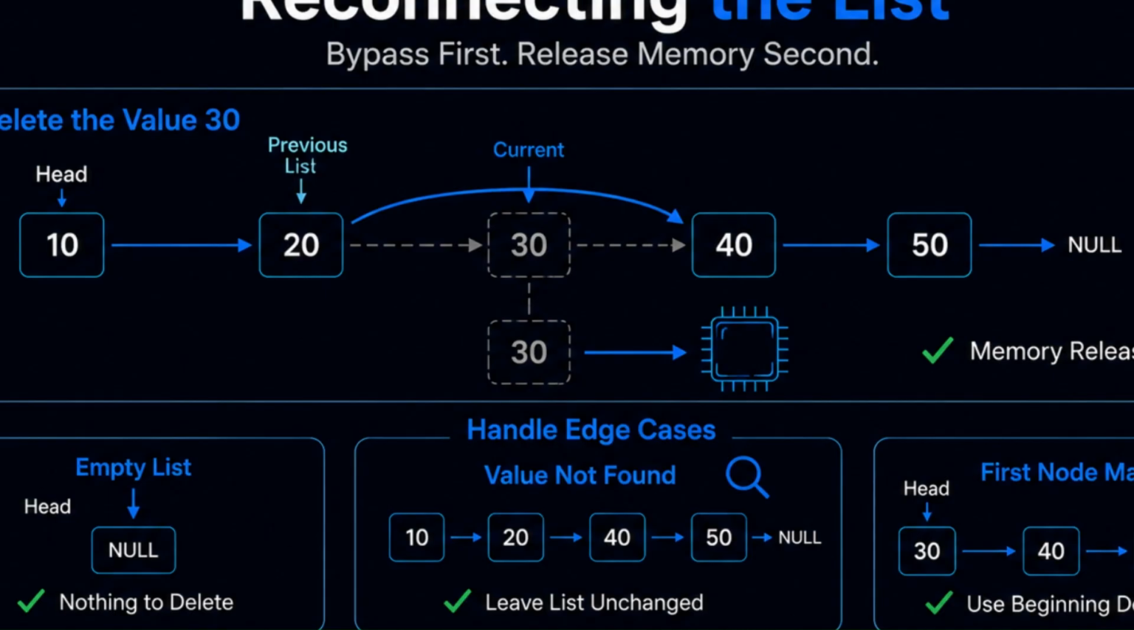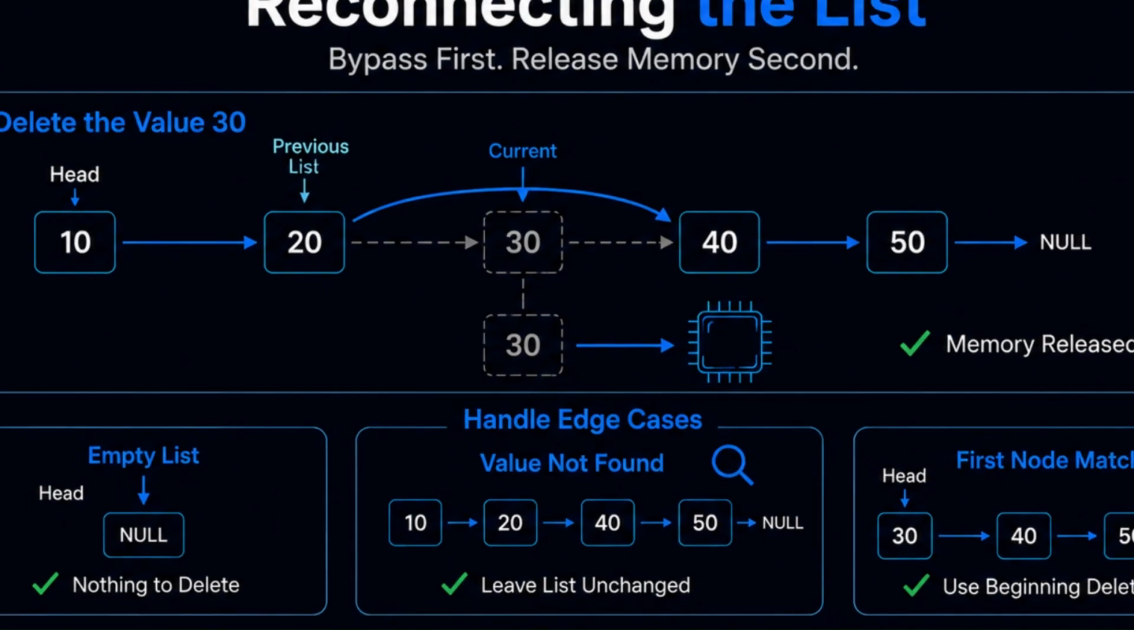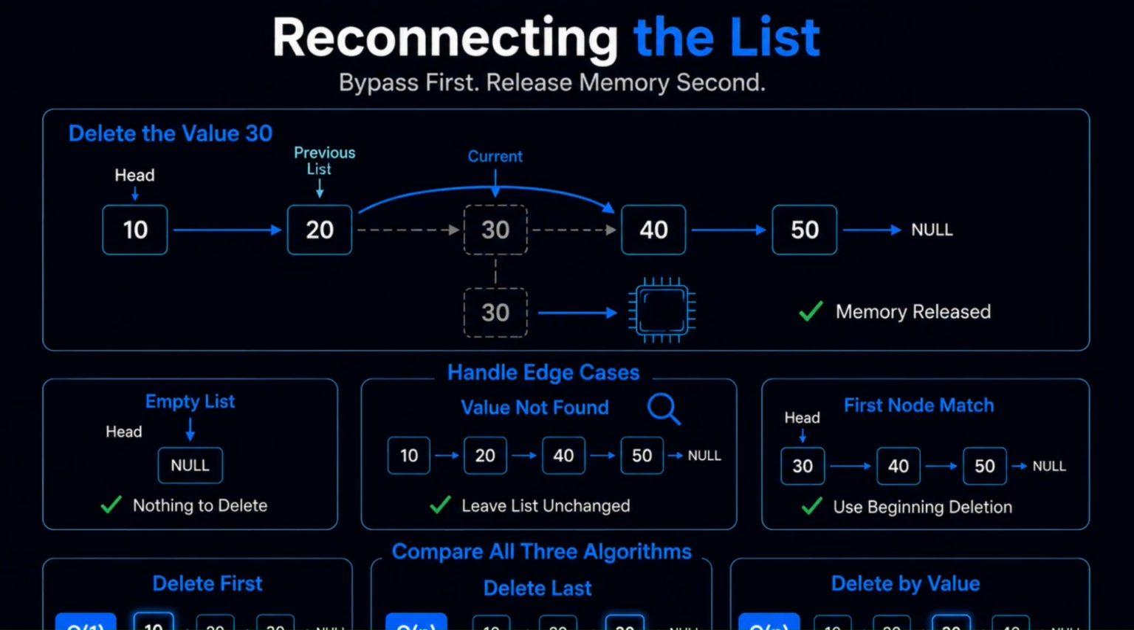Searching also introduces another possibility. What if the value isn't actually in the linked list? Imagine searching for the value 100, but every node has already been checked and the value never appears. Instead of crashing or producing unpredictable behavior, a well-written program simply reports that the value was not found. It then exits the deletion function without changing the linked list.